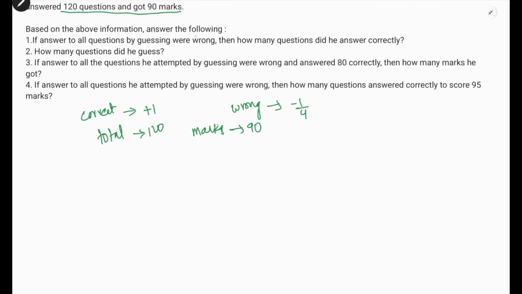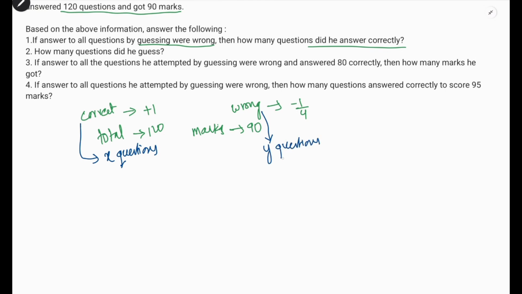Now, based on the above information, answer the following. If answers to all questions by guessing were wrong, how many questions did he answer correctly? So we will assume he answered x questions correctly and y questions wrong.